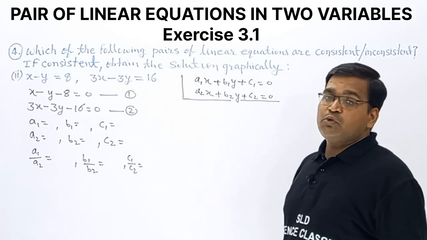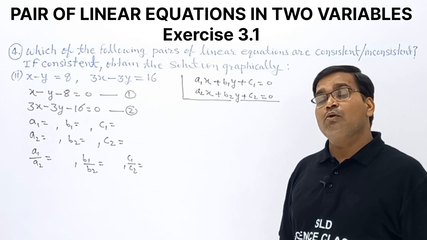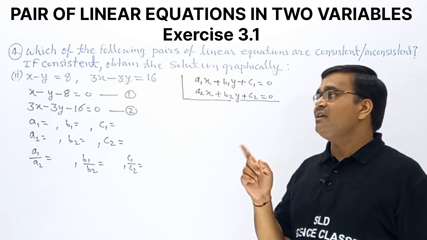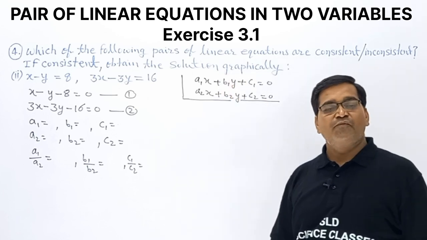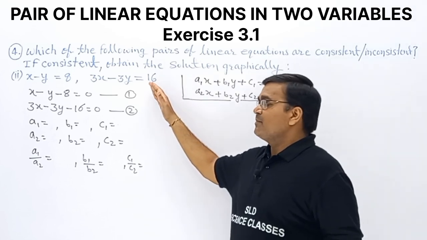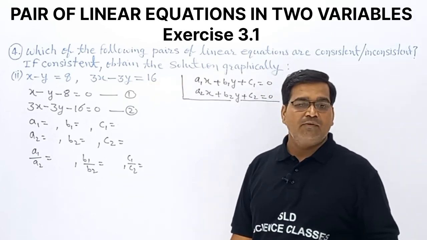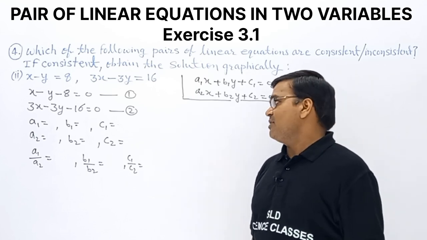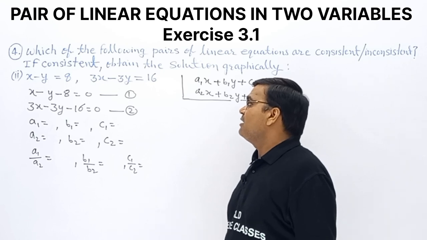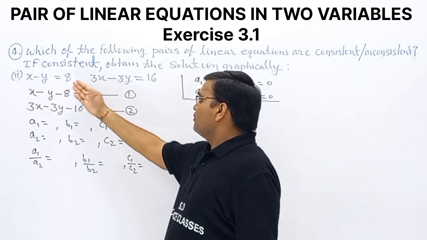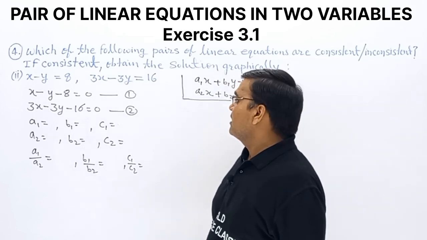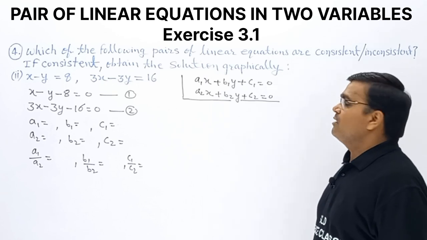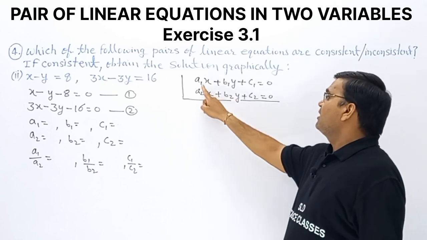Clear? We want to check whether this is consistent or inconsistent. Once we get consistent, then we will find the solution graphically. So first we should check whether this pair of linear equations in two variables is consistent or inconsistent. How will we check? First we will write these linear equations in the general form. What is the general form of linear equations in two variables?